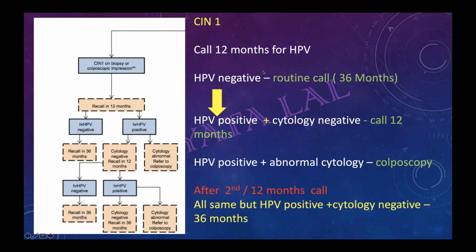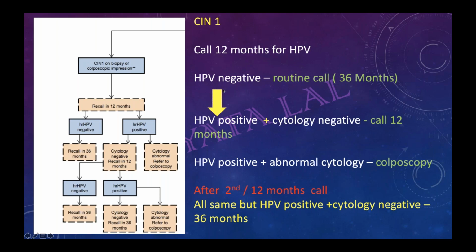So after a year, what will we do? We will do the same thing. We have only one thing to do: we will do our HPV testing. Now, if the HPV testing we have done after 12 months has come negative, we are very happy. We will say, okay, go to routine call, but we will call this patient at 36 months. So after 3 years, we will call this patient.